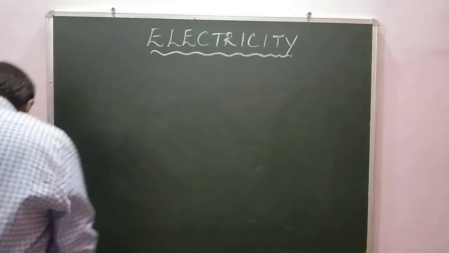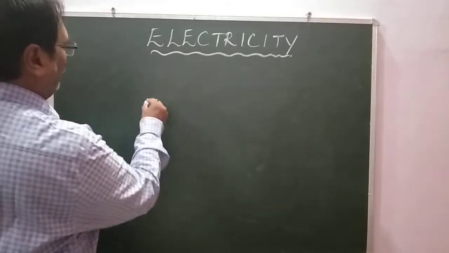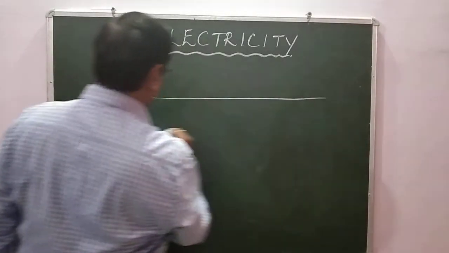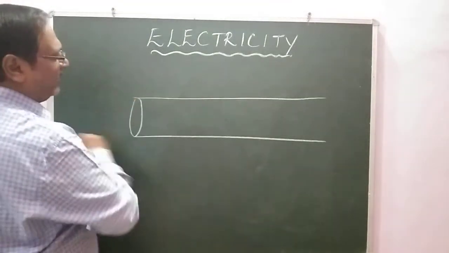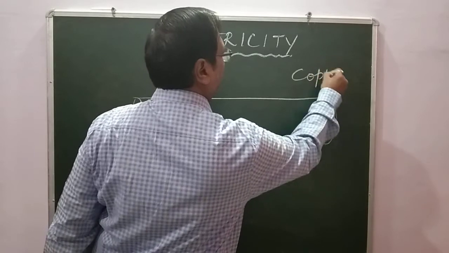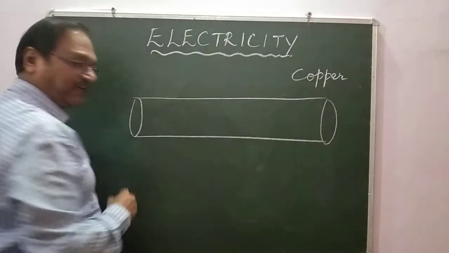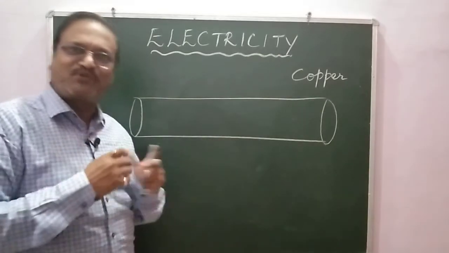Why I have to tell this? Because in electricity we are going to draw a small piece of wire, right? There is a piece of wire, and this is made up of copper. Fine. So what will be inside the copper wire? Copper atoms will be there.